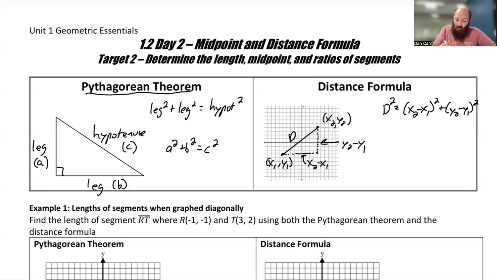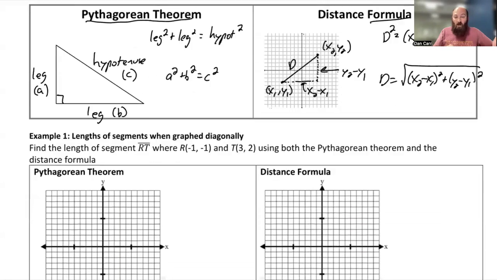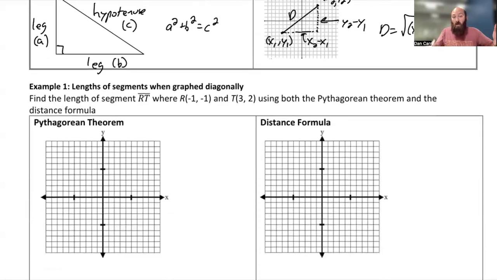But we don't necessarily want to write it this way. If we want a formula, then we want just the distance d. So I'm going to undo this with the square root. So it looks like this. The distance formula is going to be the square root of x2 minus x1 squared plus y2 minus y1 squared. We're going to use either one of these, and in the next problem, we're going to use both options to find the length of a segment RT here.